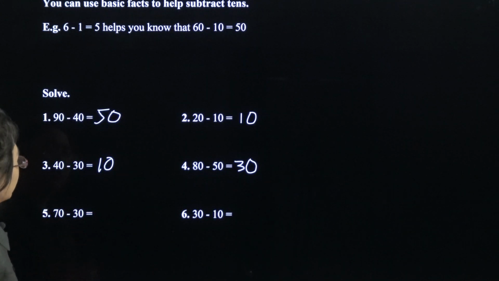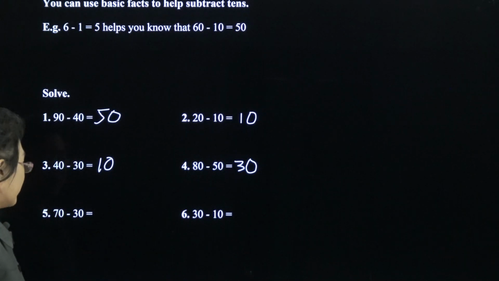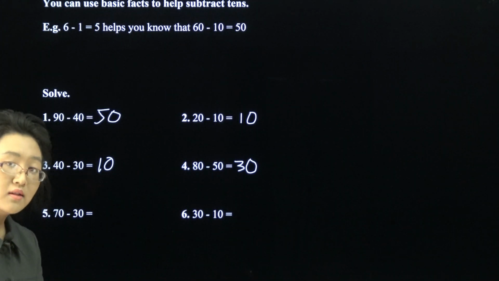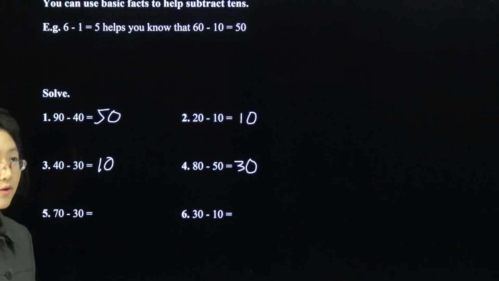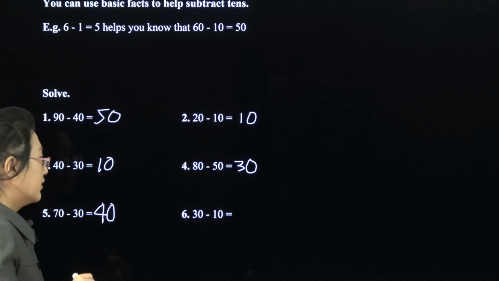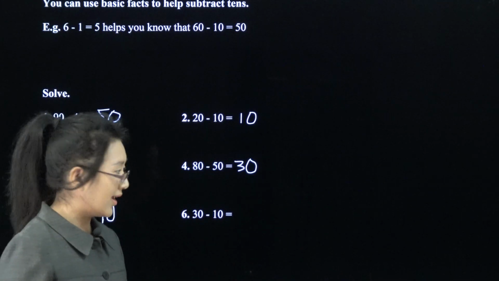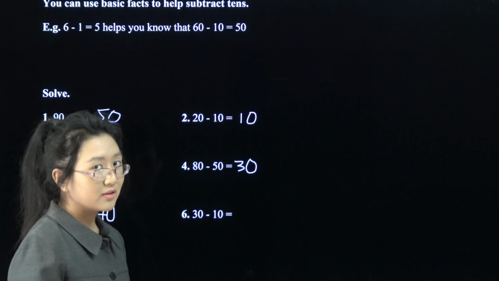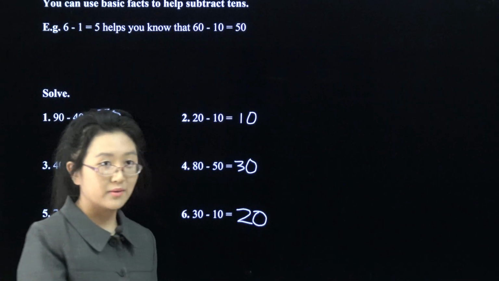70 minus 30. Well, you see, 70 is 7 tens and 30 is 3 tens. So 7 tens minus 3 tens is equal to 7 minus 3, 4, 4 tens. 4 tens is 40. 30 minus 10, that's 3 tens minus 1 ten. And 3 tens minus 1 ten is 3 minus 1, 2 tens. So 2 tens is 20.